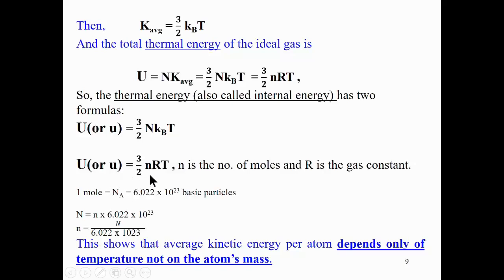In terms of moles, because in many cases moles are more useful, small n represents the moles, and it is 3/2 n R T, where R is called the universal gas constant. And what is a mole? You might have done this in chemistry class or somewhere. One mole of any substance always has that many basic particles, 6.022 times 10 to the power 23. So the number of moles is defined as the total number of particles divided by this Avogadro's number.